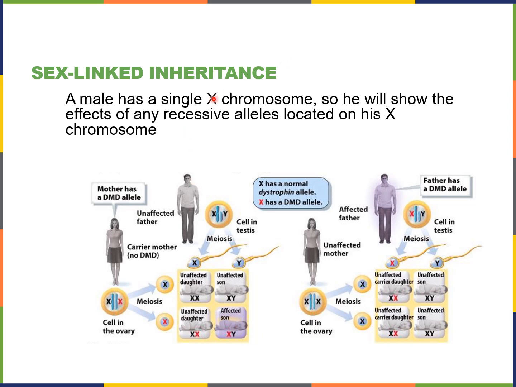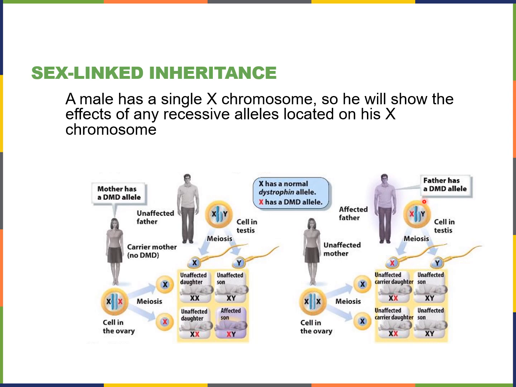And because males only have one single X chromosome, they're going to show the effects of any recessive alleles located on the X chromosome. This is something we especially see with color blindness because color blindness is X-linked. We see a lot more males that are colorblind because we have a lot of females that have one normal allele and one affected, which means that they're normal, they're showing the dominant allele, but they're passing down the affected one to their son.